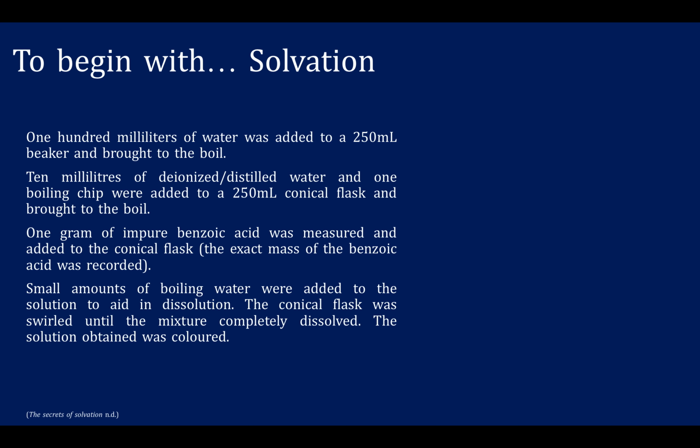1 gram of impure benzoic acid was measured and added to the conical flask, with the exact mass of the benzoic acid being recorded. Small amounts of boiling water were added to the solution to aid in dissolution. The conical flask was swirled until the mixture completely dissolved. The solution obtained was coloured.